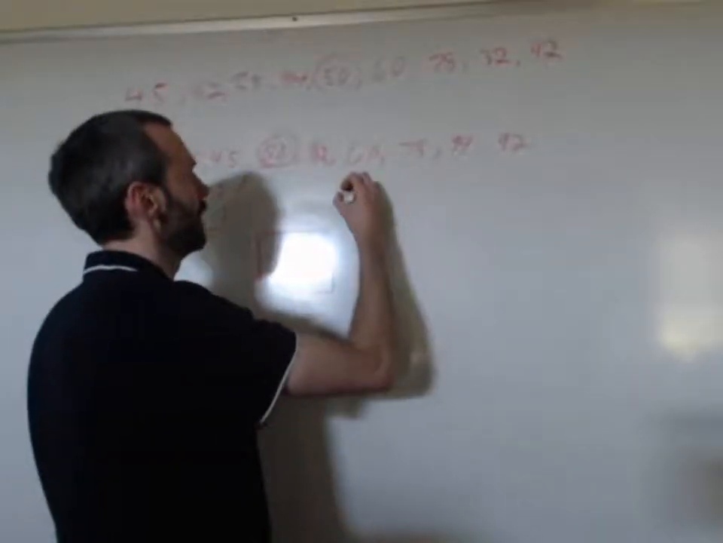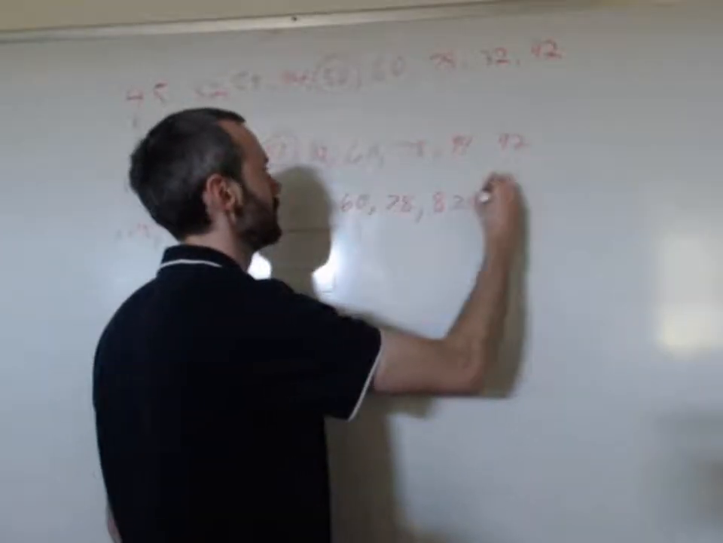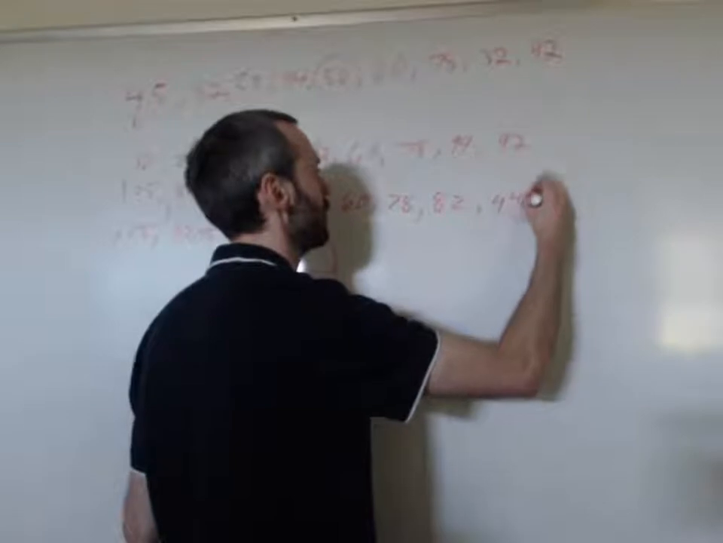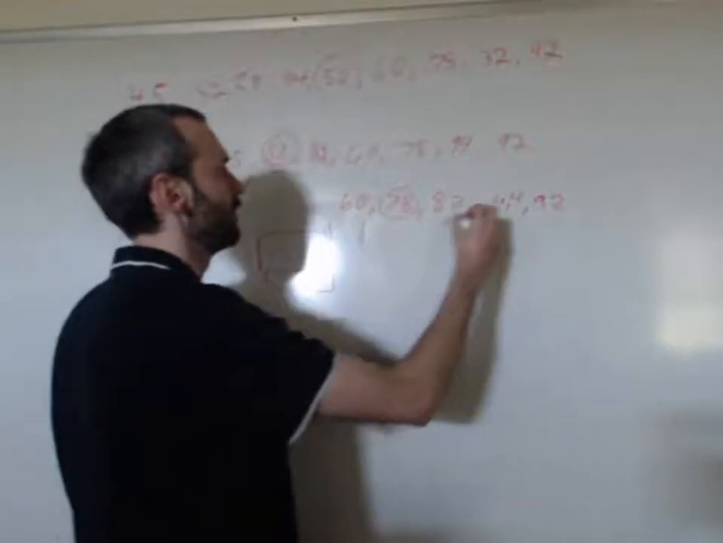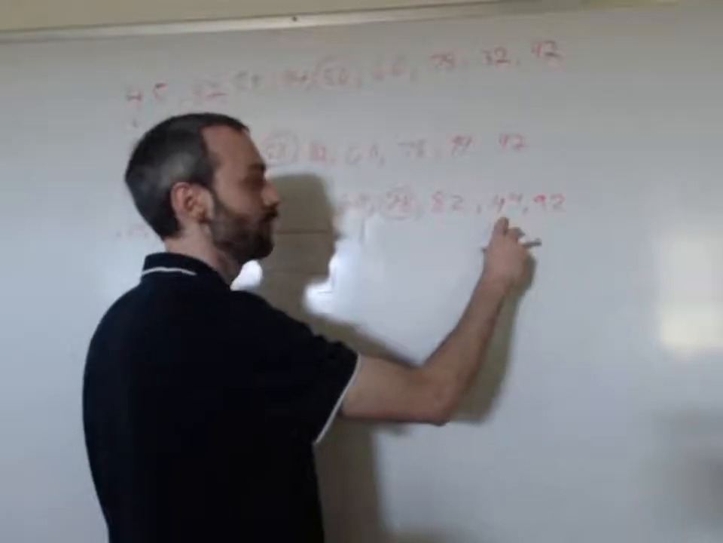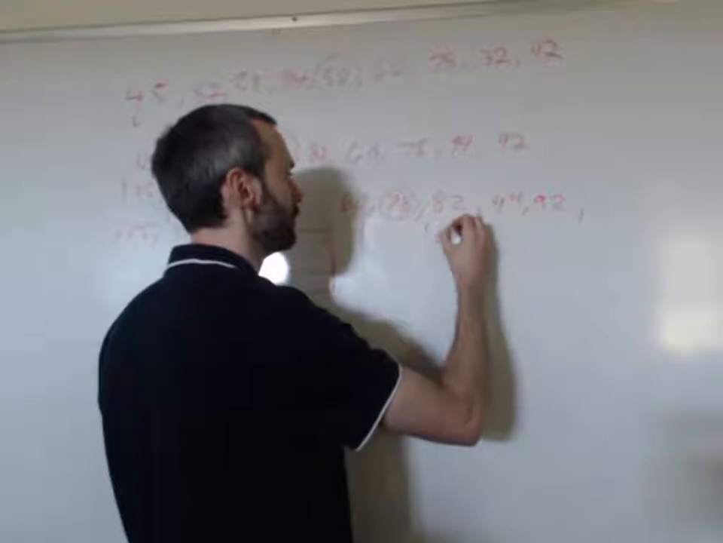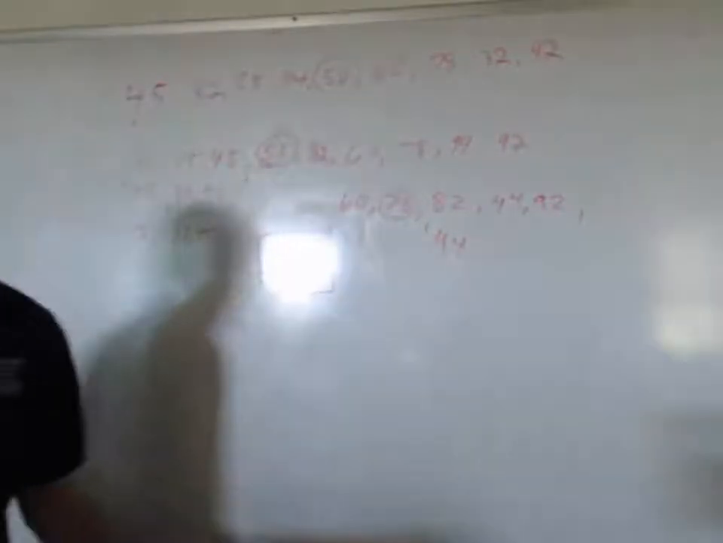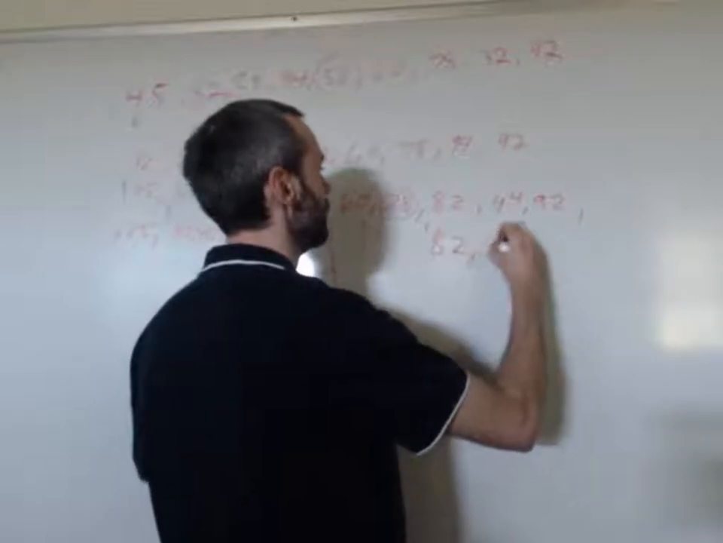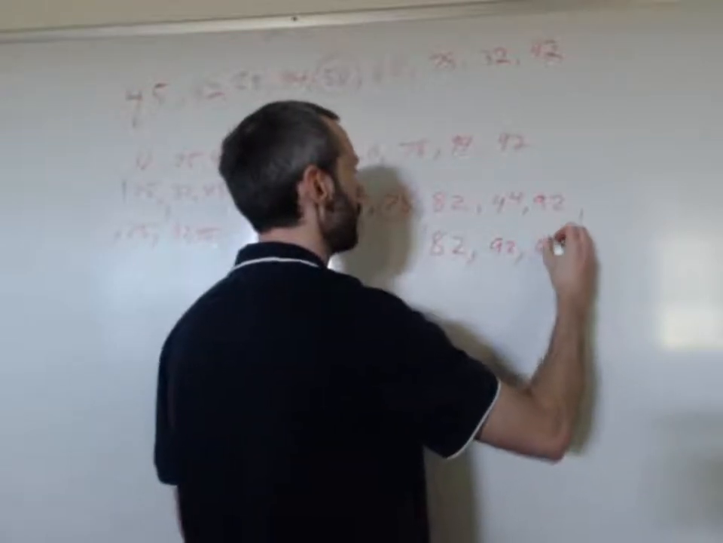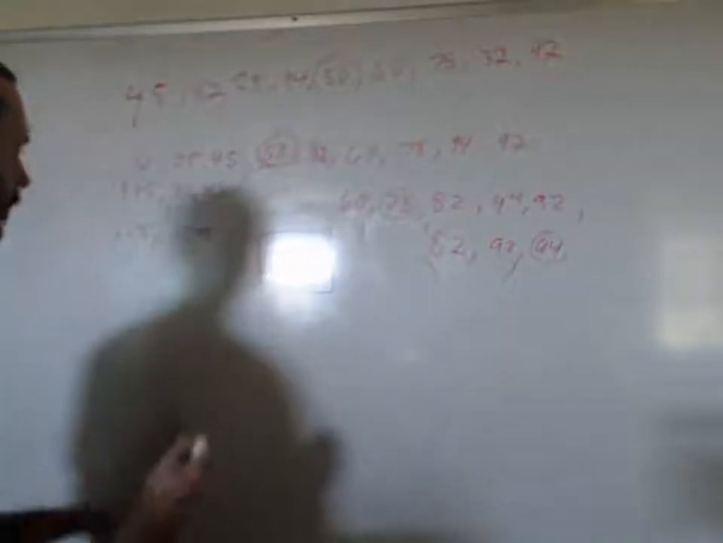Only 60 is less than 70, so we'll have 60, 78, 82, 94, and then 92. Pivot, 60, you're done. Over here, you'll probably choose a 94 again. So you'll have 94. I put the 94 on the wrong side. Probably have 82, 92, 94. And then you would recurse one more time and you'd be done.